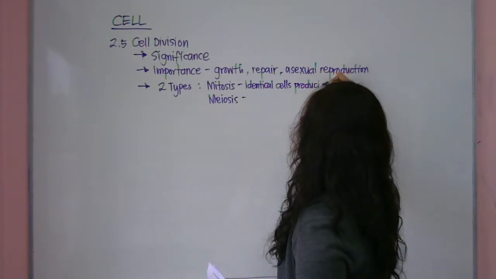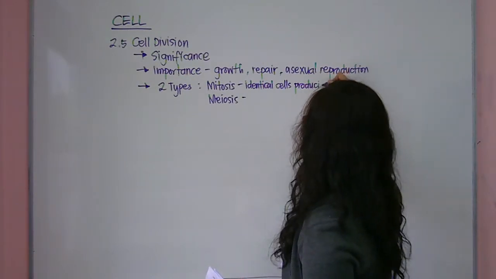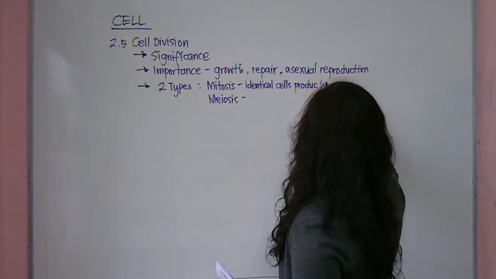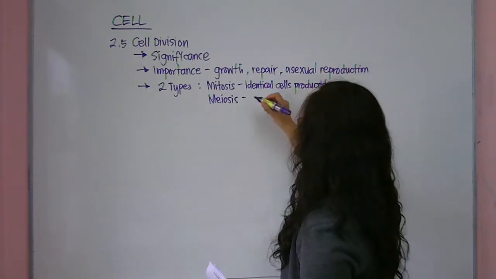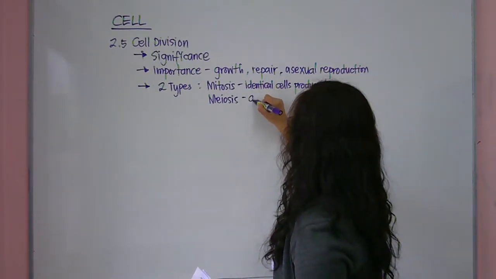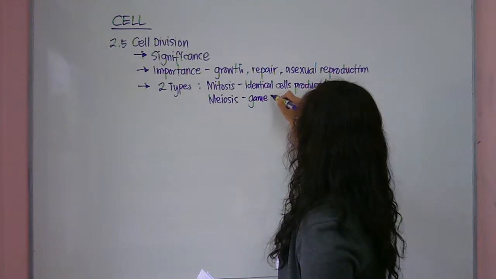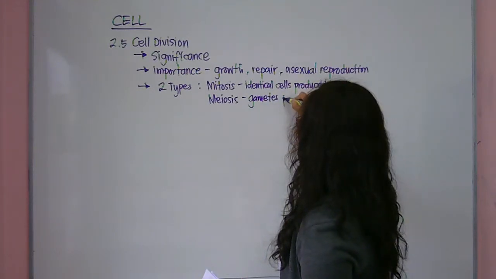So basically, reiterating to the students that identical cells should be produced in mitosis, whereas for meiosis, gametes are being produced.